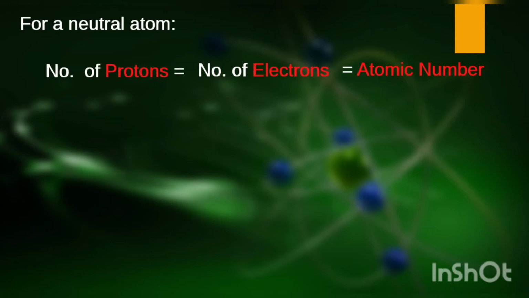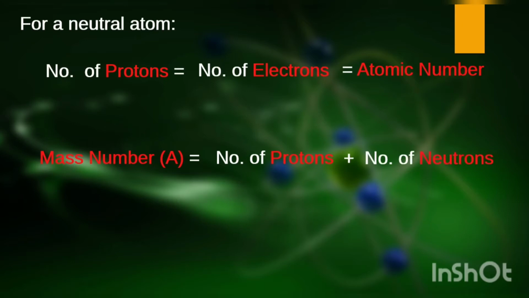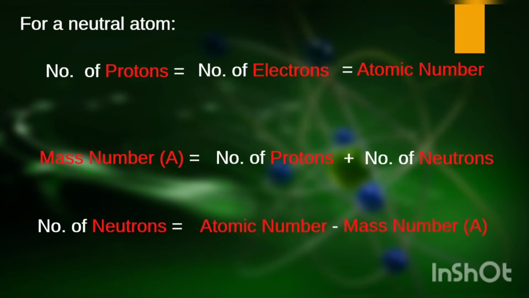Therefore, for a neutral atom, the number of protons is the same as the number of electrons and its atomic number. Mass number, for us to get it, is the number of protons plus the number of neutrons. Again, mass number is protons plus neutrons. While for us to get the number of neutrons, we have the mass number minus the atomic number. Again, this is only true for a neutral atom.